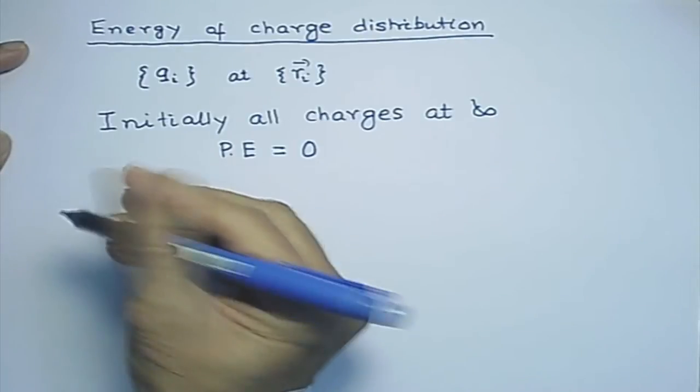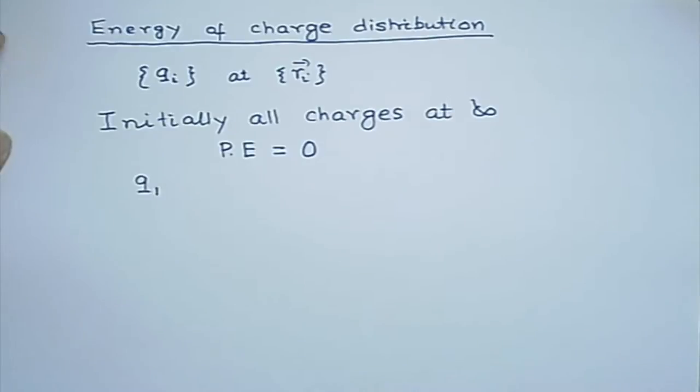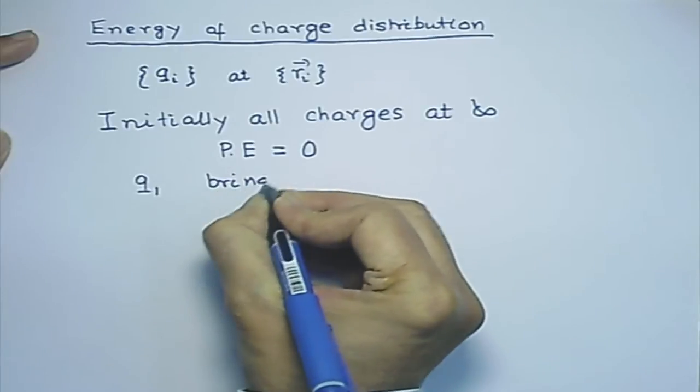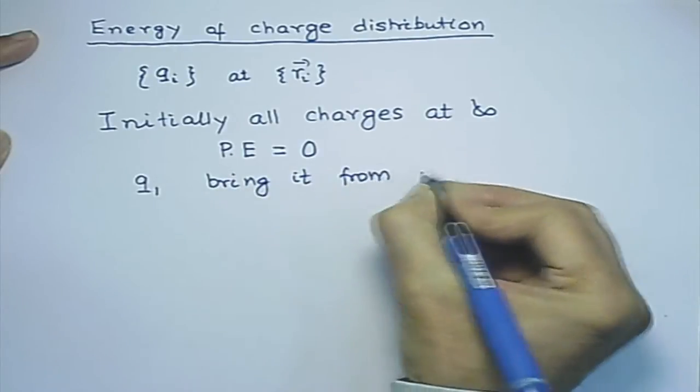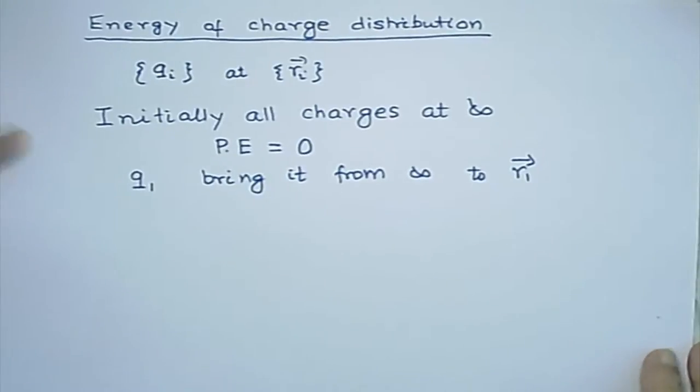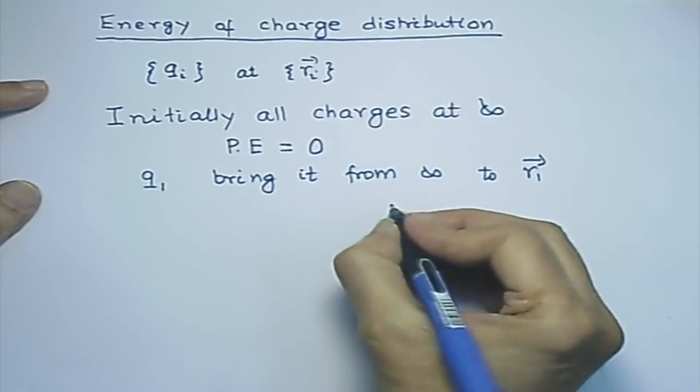Let us first pick up the charge Q1 and bring it from infinity to the point r1 vector. That is its final position. Now notice that if I do that, I do not have to do any work. Why do I not have to do any work? Because this charge was at infinity, and since there is no other charge around, when you bring it from infinity to the position vector r1, there is no force it experiences because there is no other field there. So therefore, I do not do any work. Let me write down: no work.